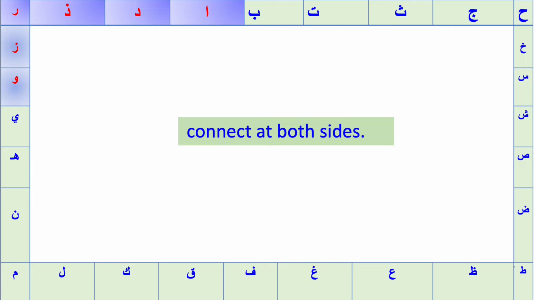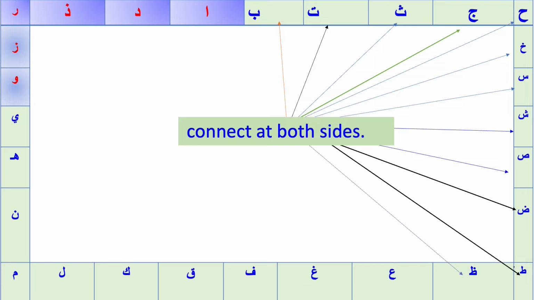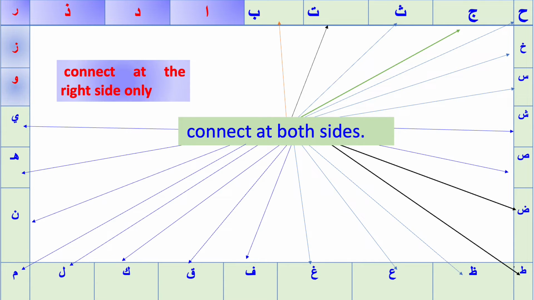So this is the first group: ba, ta, tha, jim, ha, kha, sin, shin, sad, dad, ta, za, ain, ghain, fa, qaf, kaf, lam, mim, noon, ha, ya. The second group is the one that can only connect with the letter to their right hand side: alif, dal, dhal, ra, zay, waw.